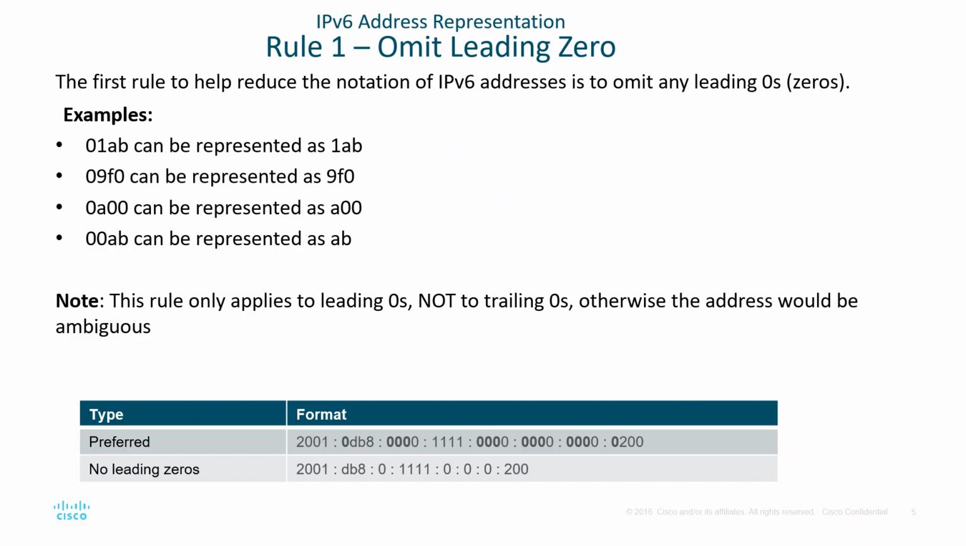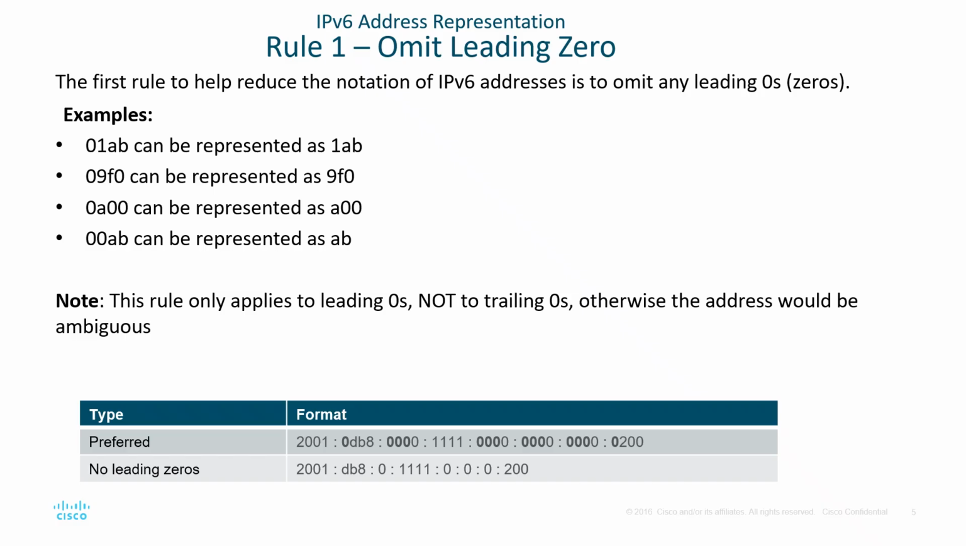So the very first rule to help reduce the notation of an IPv6 address is to omit any leading zeros. So in the examples here, 01AB can simply be represented as 1AB. 09F0 can be represented as 9F0. 0A00 can be represented as A00. And 00AB can simply be represented as AB.